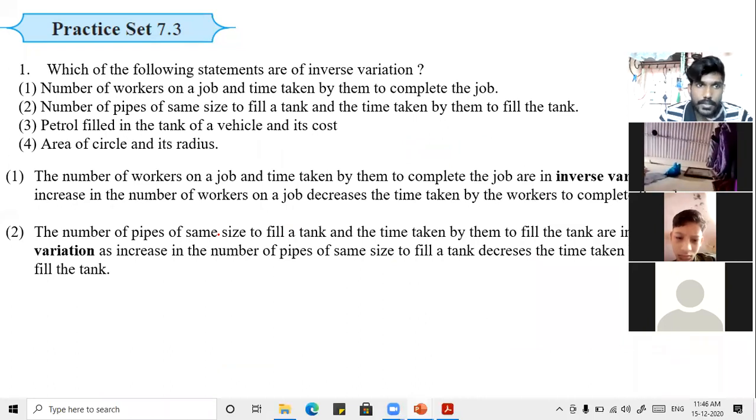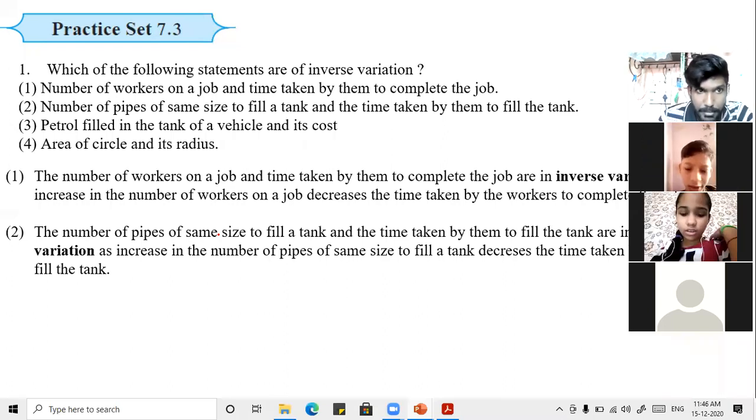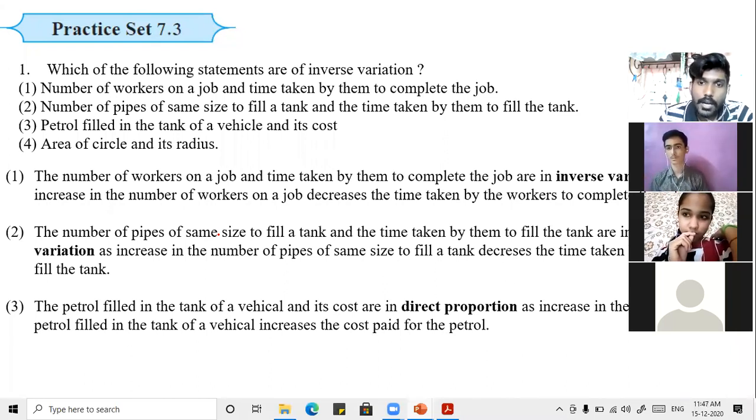Okay, look at the third one. Petrol filled in the tank of a vehicle and its cost. Can you tell me, inverse or direct? Direct. Petrol filled in the tank and the cost. Direct variation. Correct, very good. So the more the petrol, the more the cost of the petrol. So that is an example of direct variation.